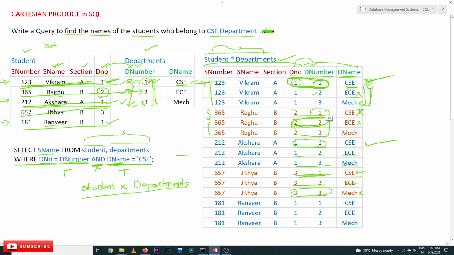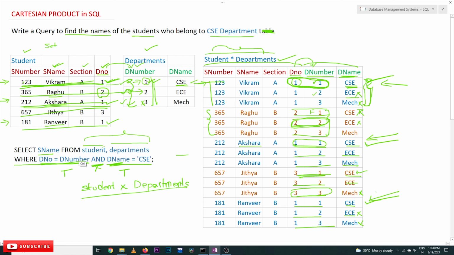So this is how the SQL will work, row by row. See here, these two are equal and this is equal to CSC. So this row will also get picked. Try to understand that. Is it equal? No, it is not equal, so this will not get picked. So the three rows that got picked are this row, this row, and this row.